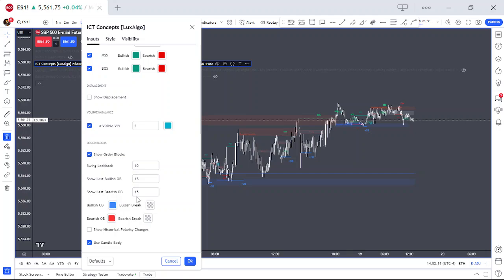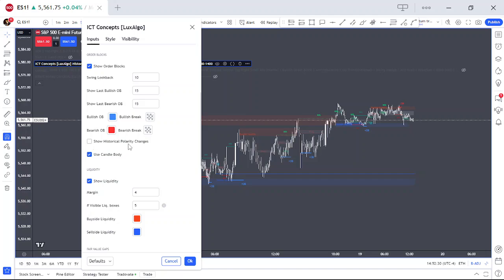Show the last 15 bullish, show the last 15 bearish. You can change these colors if you want. The bullish break, I'll show you what that is in a minute, but you can go back and change those colors if you want. I just leave them grayed out. We do not want the polarity changes. Mark use candle body, and we definitely want to show liquidity.